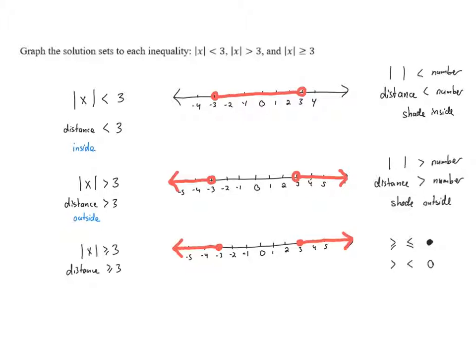The next problems we're going to look at are going to look like this, so we're going to get the same practice. But instead of just x on the inside of the absolute value, we'll have expressions with more than one term. So there's going to be a little bit more work that we do in addition to figuring out whether we're shading inside or outside and whether we've got open or closed circles. So let's take a look at some of those.